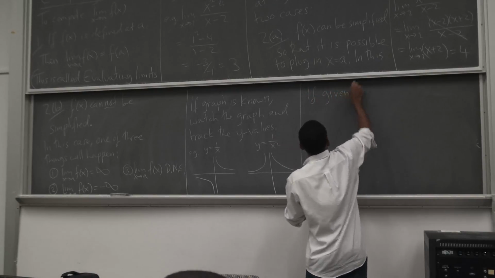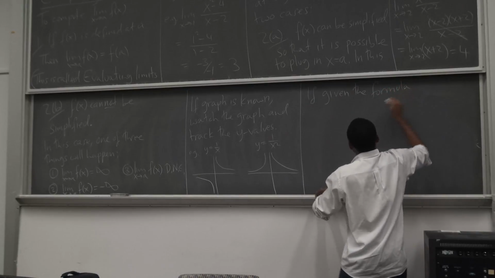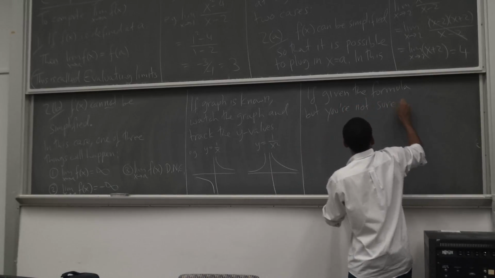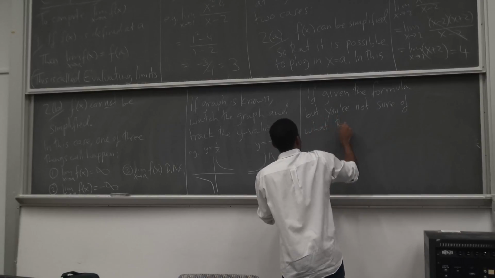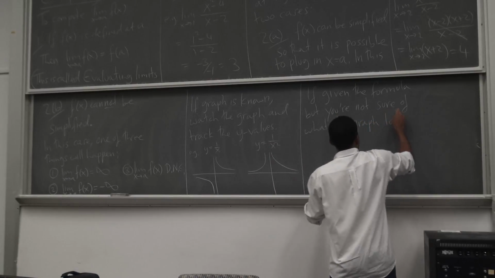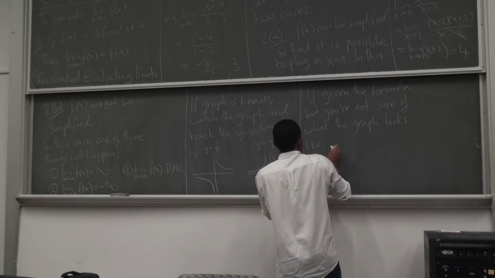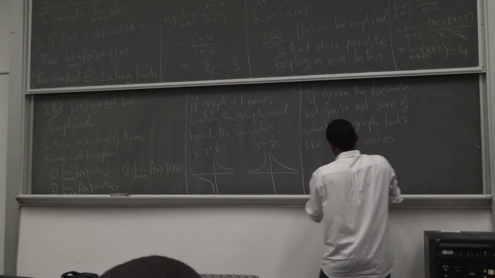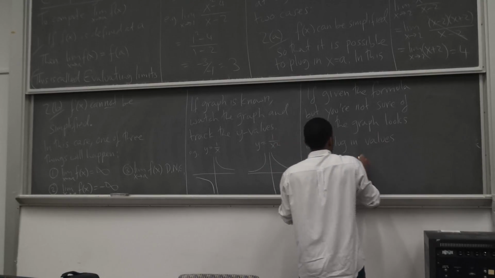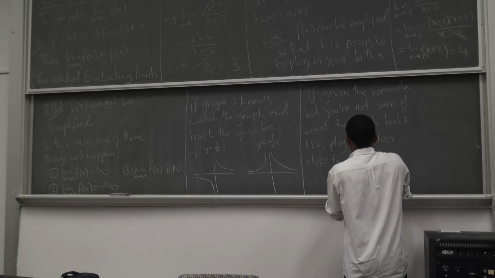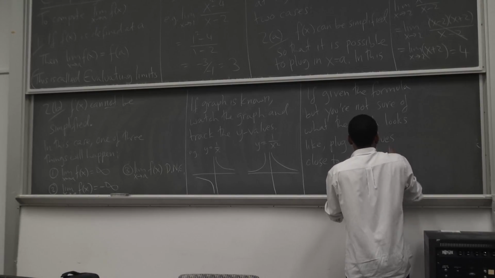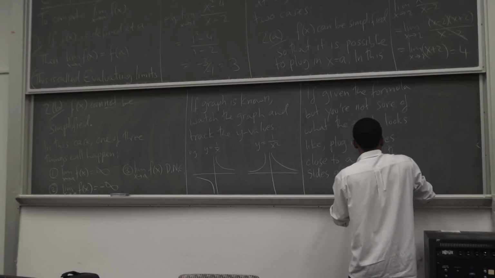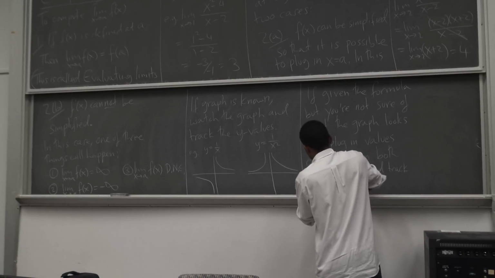If given the formula, but you're not sure what the graph looks like, plug in values close to a on both sides of a and track the y values that way.